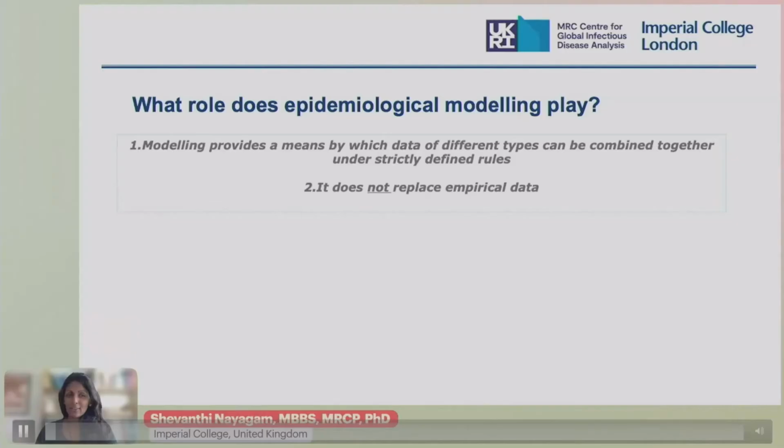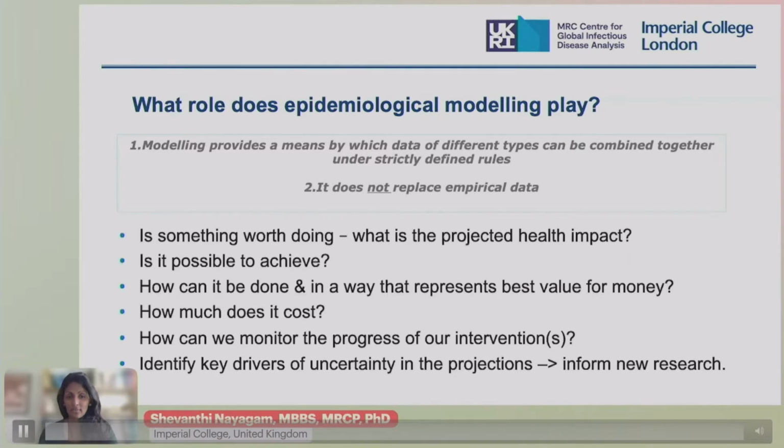So I'm going to start with a slide on a brief background of what role epidemiological modelling plays. I see modelling as a tool which provides a means by which data of different types can be combined under strictly defined rules. Importantly, modelling does not replace empirical data, but the strength of modelling efforts is dependent on the quality of the data available.